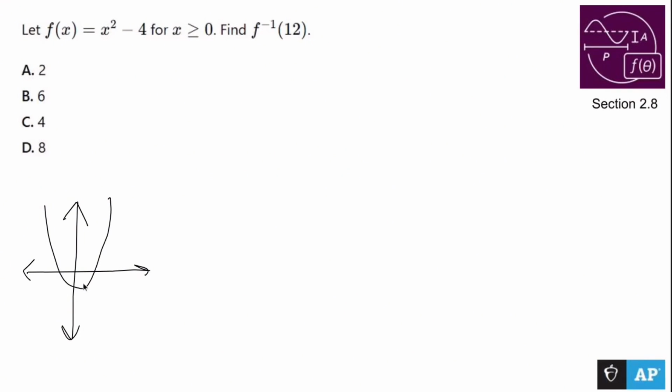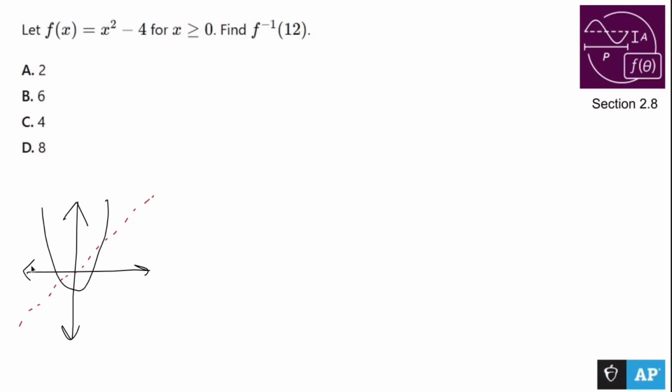Let me scoot you over so you look a little bit better. It's going to be pretty ugly either way. Inverses reflect over the y equals x axis, as you can tell by that perfectly straight line. Now, speaking of perfectly straight line, let's get rid of the stuff that we don't care about.